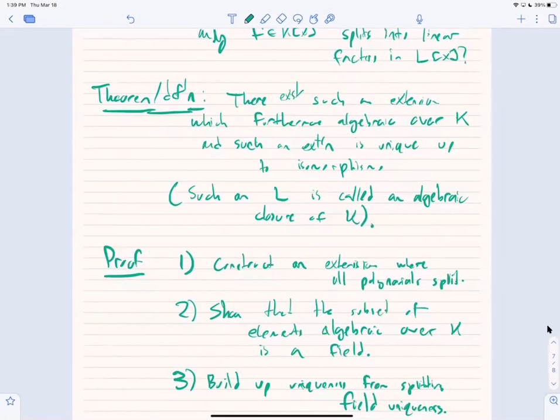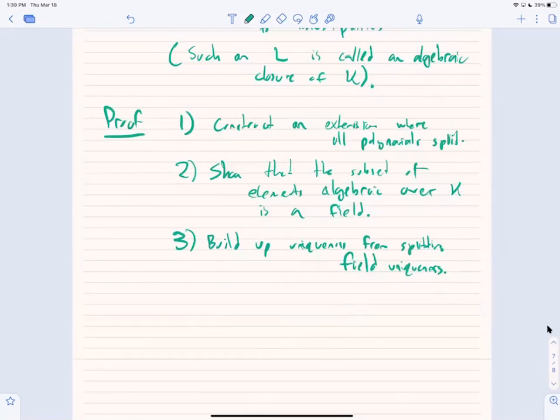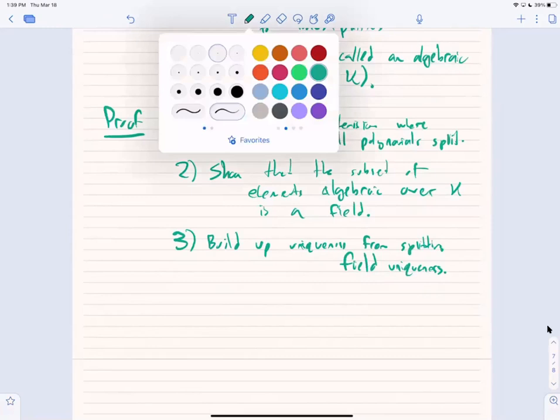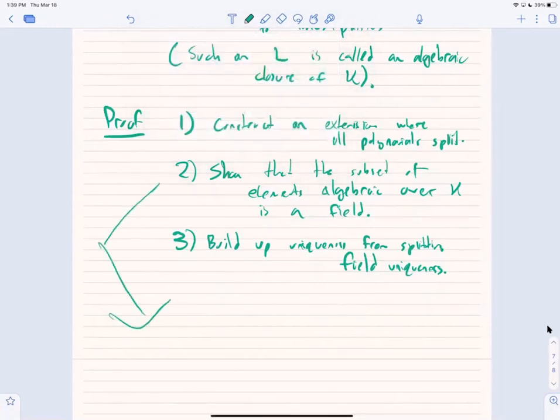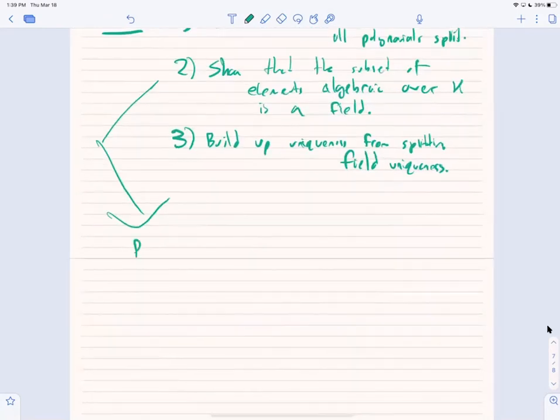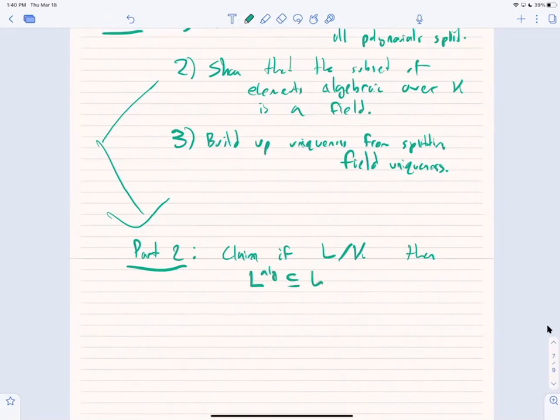We won't finish this. We only have 5 minutes left, so I'll come back to the first part and the third part next time. Let me do the second part now, and then give you one example where you are already done just using the second part. So for part 2, we have some extension L over K. The claim is that the subset, I'll write L^alg, of all alpha in L such that alpha is algebraic over K, is a subfield.